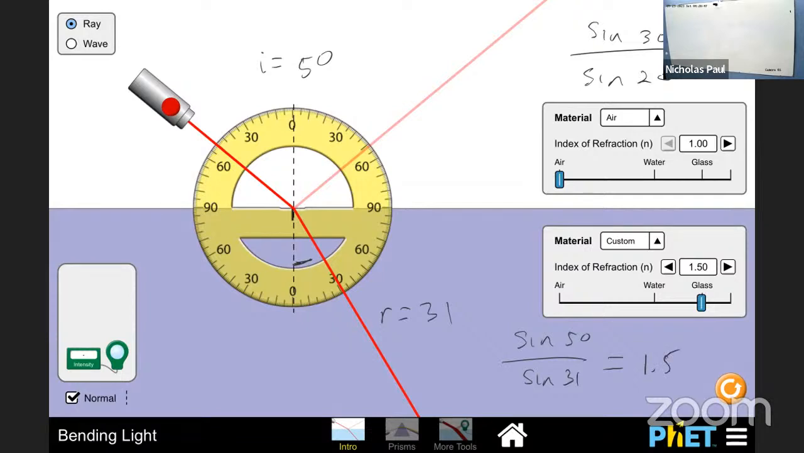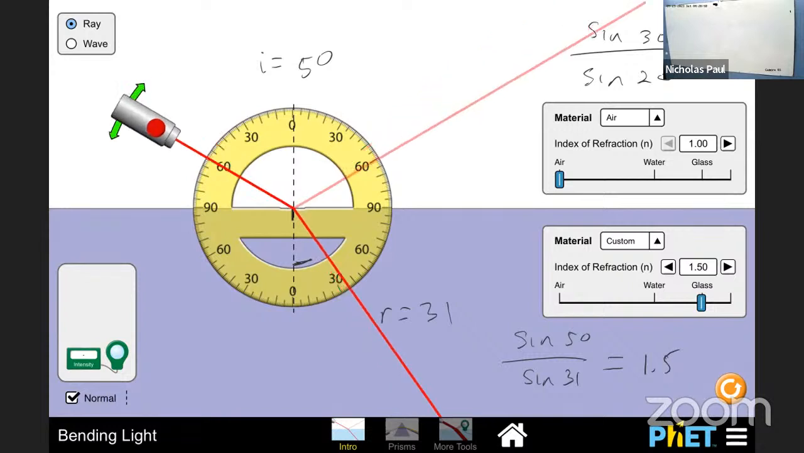Just check one more for me, please. 60. When i is 60, r will be about 35-ish. Sine 60 over sine 35 is 1.51. Nice. What do you recognize there earlier?